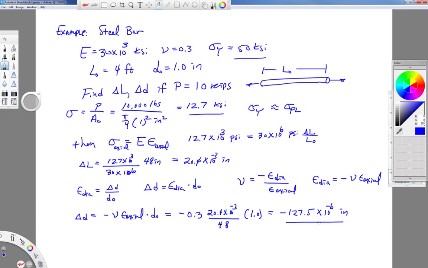So let's think about this. We have a steel bar that's 1 inch diameter. We put 10,000 pounds on it. That's a fairly significant amount of force. And it only stretches out by just over 20 thousandths of an inch. And the diameter changes very, very little, just over 0.1 thousandth of an inch. So this is kind of interesting. Something that we're going to get out of this class is a little bit of steel can go a long way. It's very, very stiff.